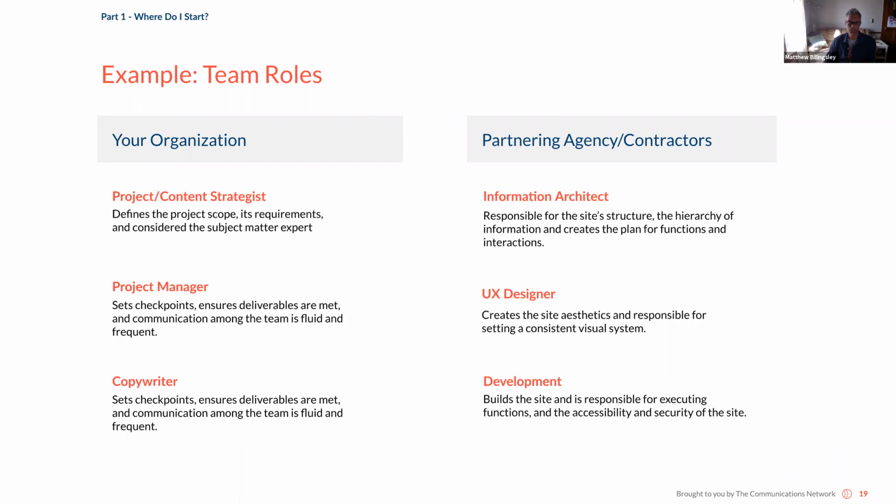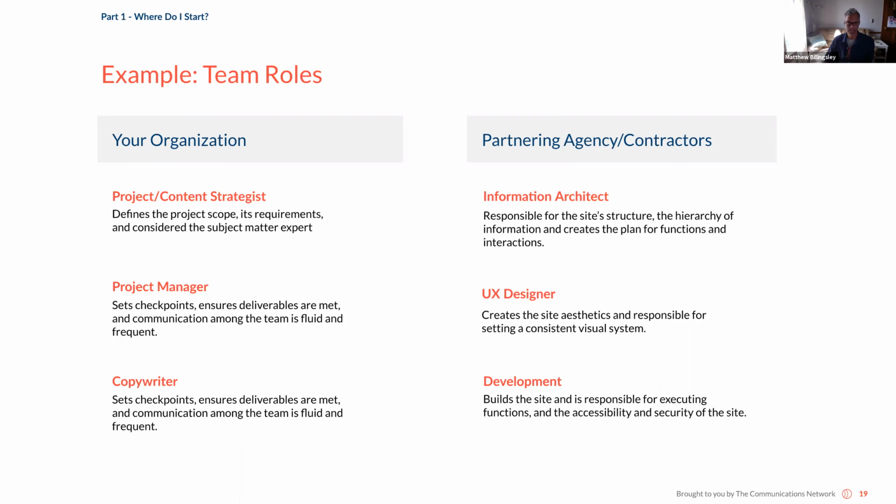So we'll talk a little bit about what these people do. The information architect is responsible for the site structure, all the hierarchy. The UX designer creates the site's aesthetics and is responsible for setting a consistent visual system. And I'm going to get a little snooty here for a second because it's kind of my background as a creative. A UX designer is different from a graphic designer. They share a lot of the same principles and a lot of the same duties and functions, but a UX designer is different in that they need to have an eye for function and structure of a website. So definitely look at a UX designer or design team that can help you with this if you don't currently have resources for one.